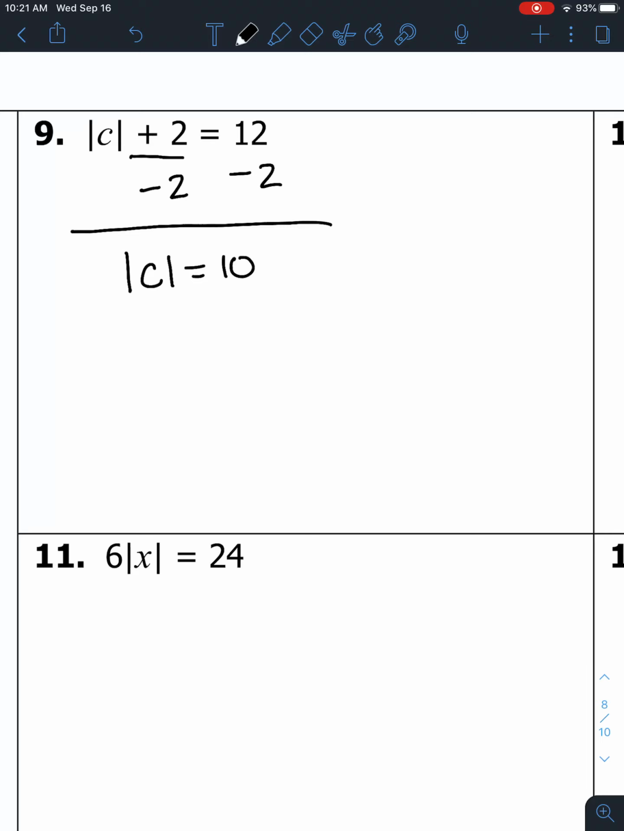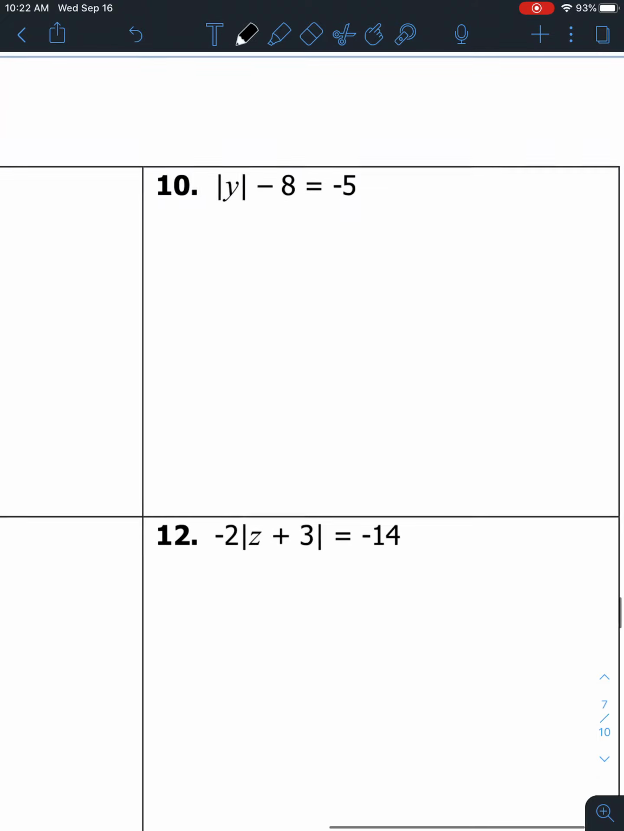Now that I'm here, I can make my two equations. c equals 10 and c equals negative 10, and those are my solutions. So c equals, curly brackets, 10 and negative 10.